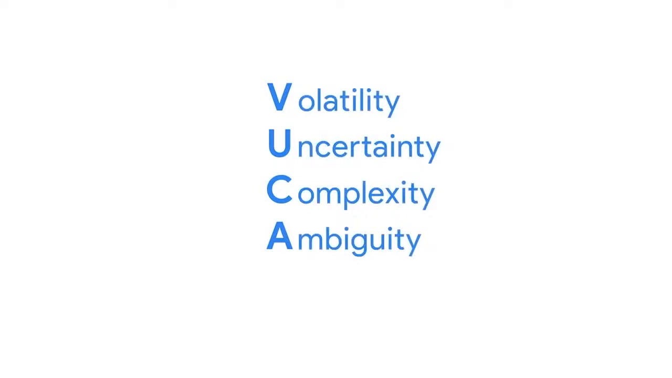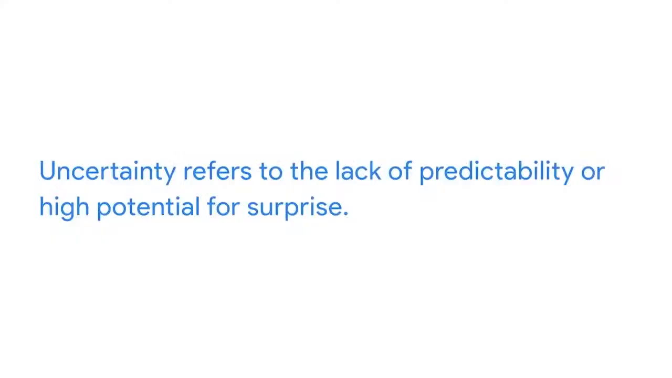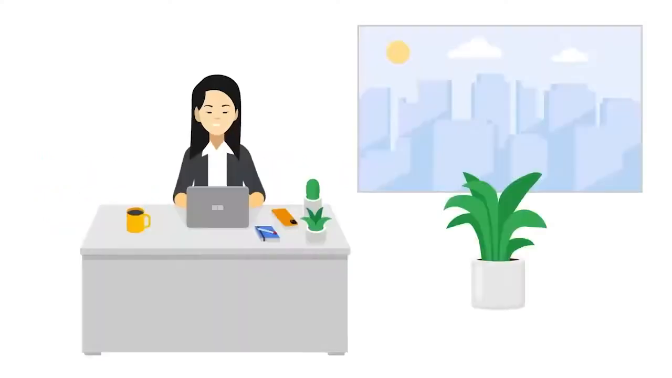First up is volatility. Volatility refers to the rate of change and churn in a business or situation. In a volatile project, you would discuss how the next disruption to your operations is always right around the corner, or it feels like things never have time to settle into a normal rhythm. Next is uncertainty. Uncertainty refers to the lack of predictability or high potential for surprise. In an uncertain environment, it would be difficult to create plans for the future that were not based on a large number of assumptions that could turn out to be incorrect.